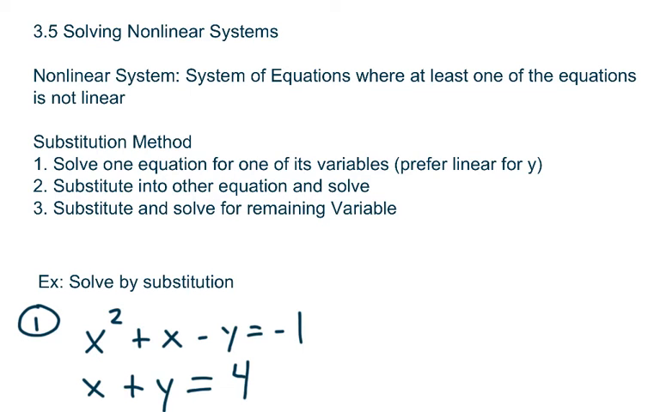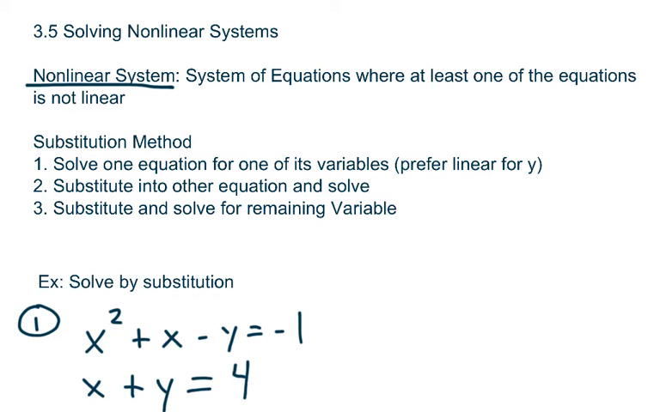Section 3.5, solving nonlinear systems. Very similar to solving linear systems, but we do introduce one vocabulary term here today: nonlinear system. If something is nonlinear, it means it's not a line. So a nonlinear system is a system of equations where at least one of the equations is not linear. It's a basic definition, and it makes sense right away.